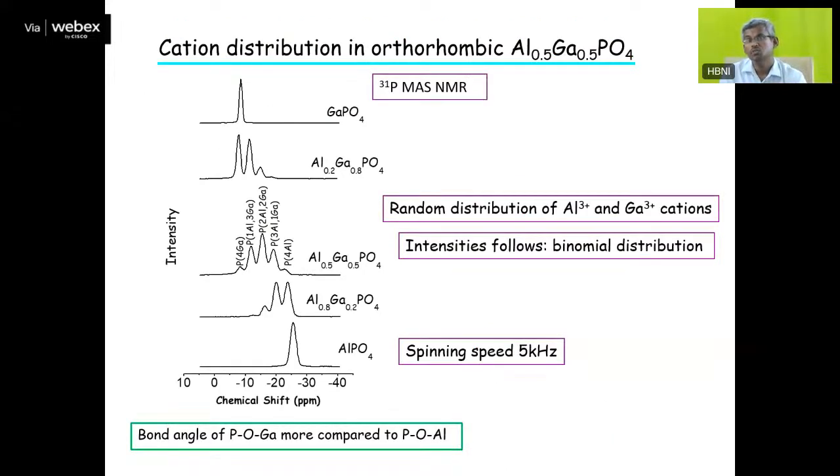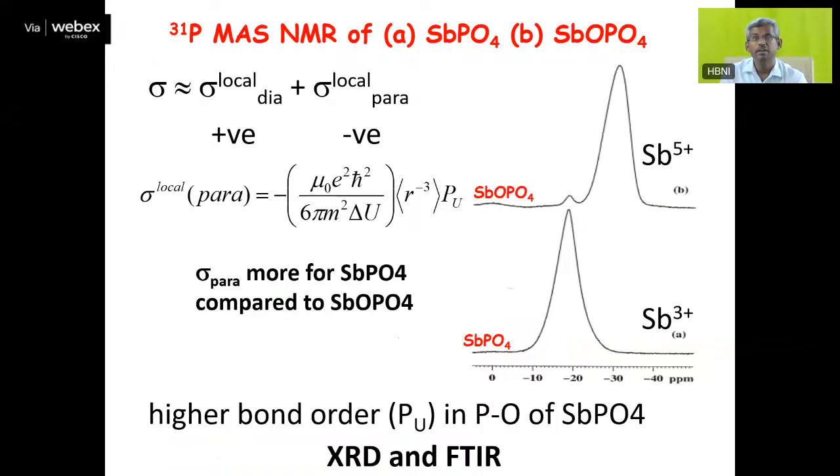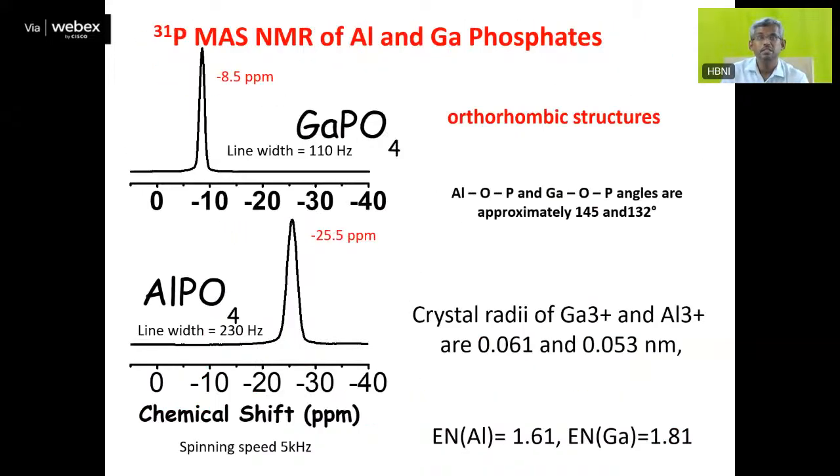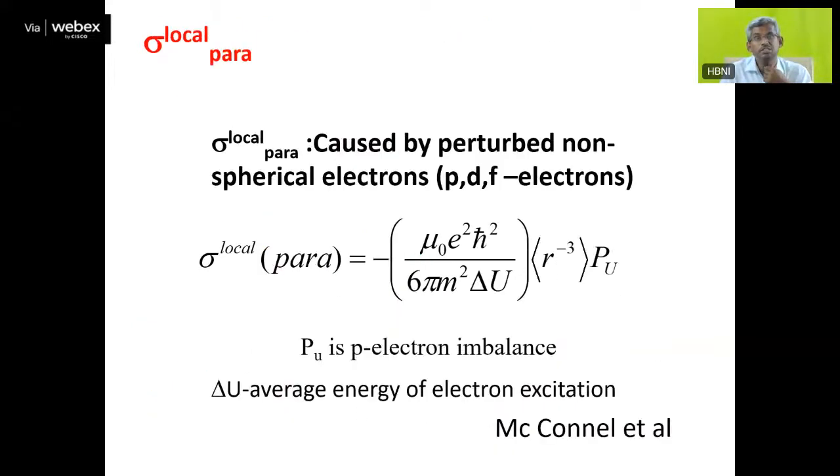So for basic understanding of NMR, when you replace aluminium with gallium, we have explained here that aluminium phosphate NMR gives a peak around minus 25 ppm, whereas gallium phosphate NMR, with only one phosphorus, gives a peak around minus 8.5 ppm. So this was curiosity-driven research; we wanted to see what happens to the phosphorus NMR chemical shift if you substitute gallium with aluminium. That is what has been discussed in this slide.